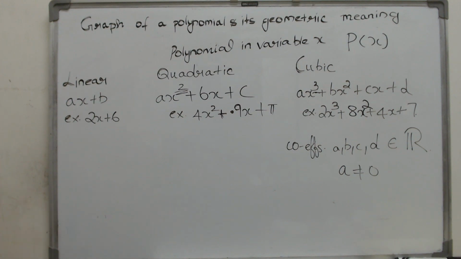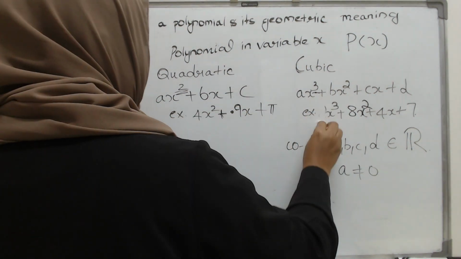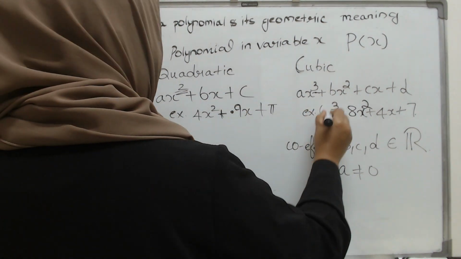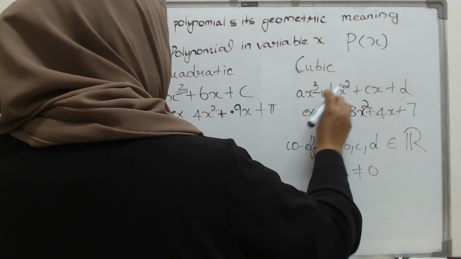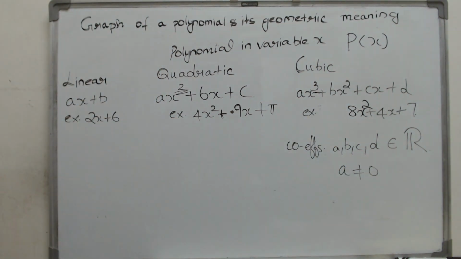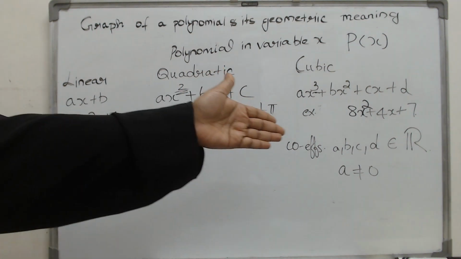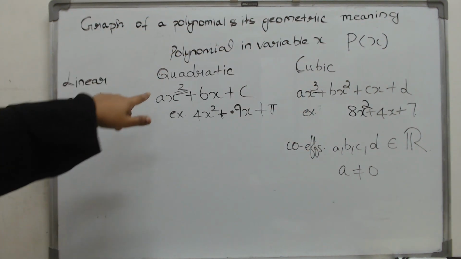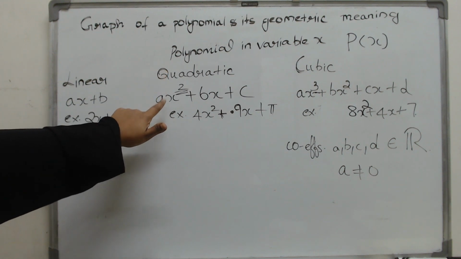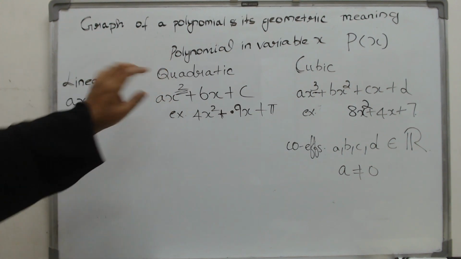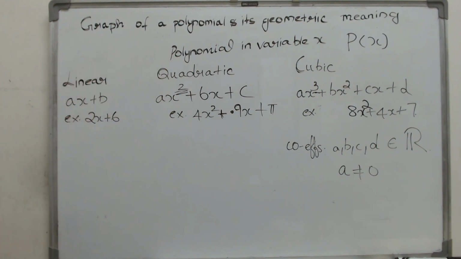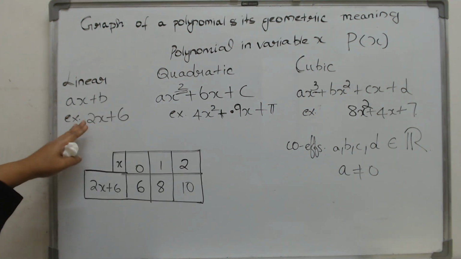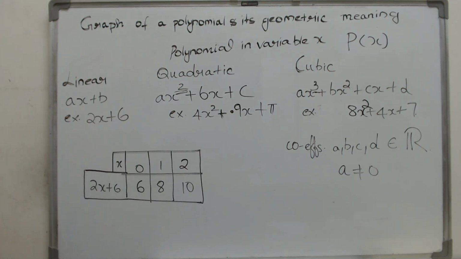Why is that? Instead of 2, suppose you have 0 here, then the whole term becomes 0. So instead of a cubic polynomial, you have ended up with what? You have ended up with a quadratic polynomial. So a, or in other words, the coefficient of the highest exponent of x cannot be 0. Now let us move on to the geometry part.